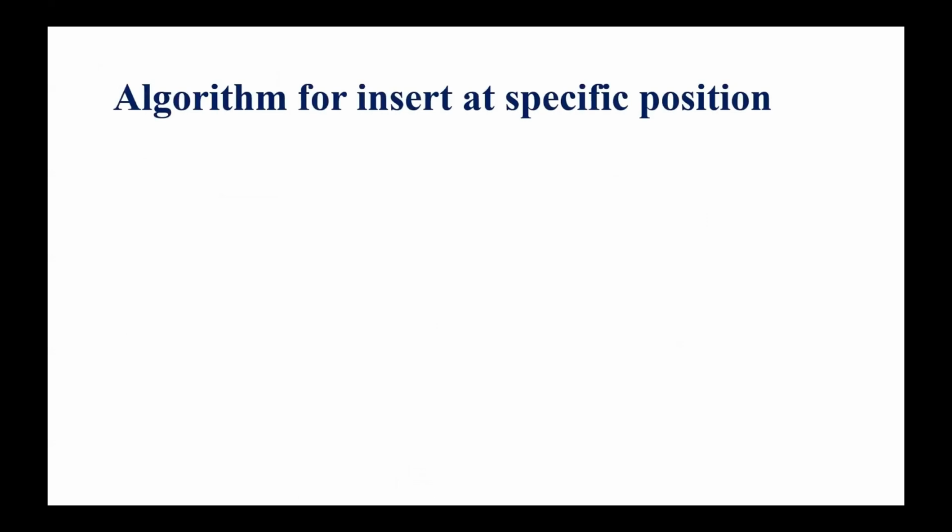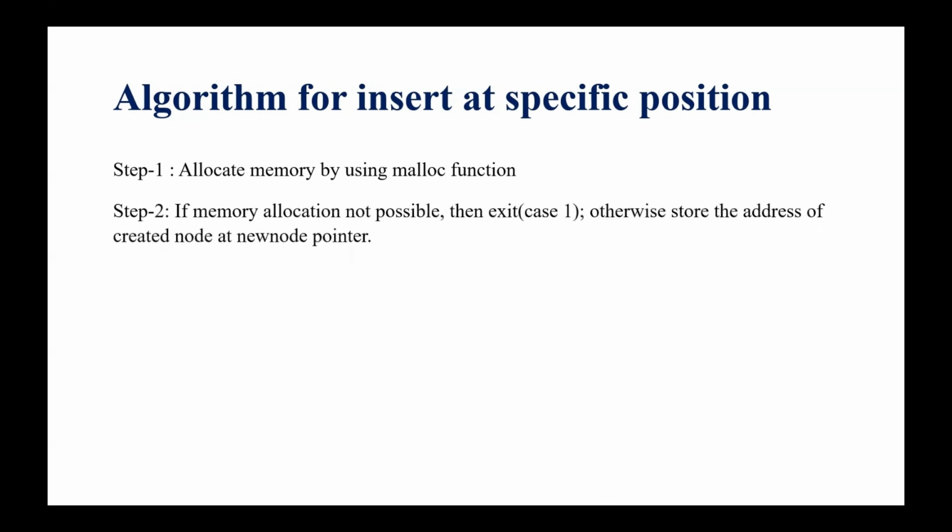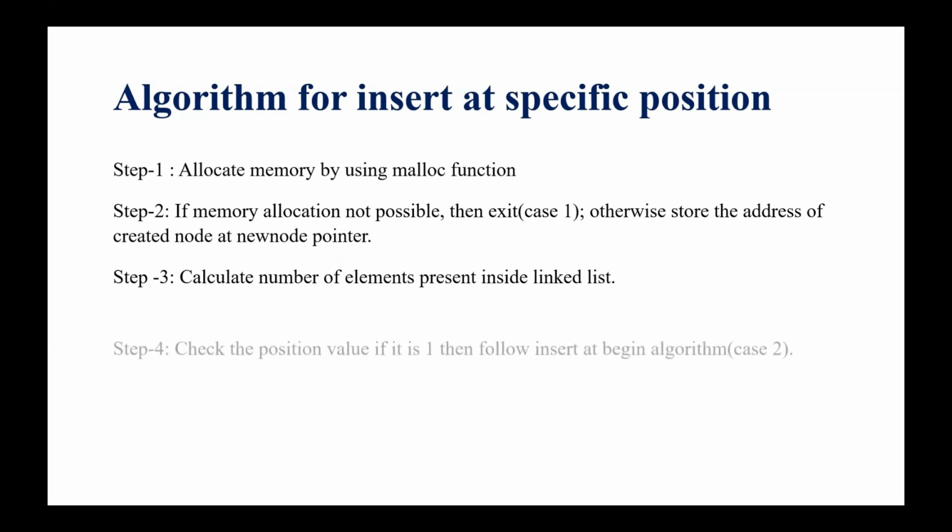So according to the cases, we have to go for the algorithm. First we allocate the memory using the malloc function, as we are using the C language for the implementation. If the memory allocation is not done, then we have to exit. Otherwise, we store the address of the newly created node in a new node pointer. Here we have to calculate how many elements are present inside the linked list, so we find the length of the linked list.